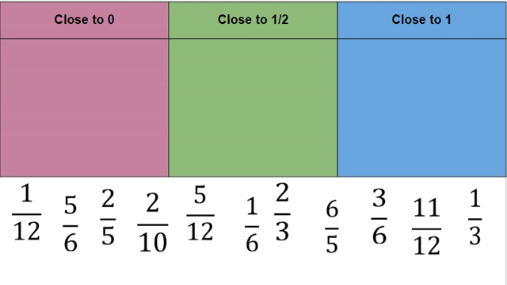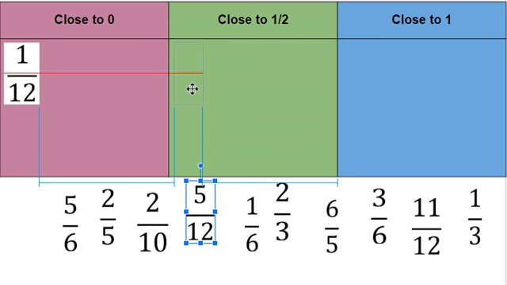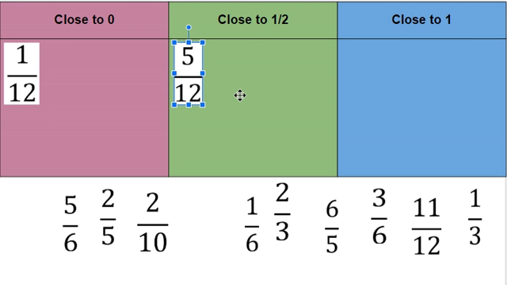Let's think about twelfths. We have this fraction right here, 1/12. Well, if we only have 1 out of 12, we know that we only have one small piece, so it's got to be close to 0. Now let's think about 5/12. When we're thinking about 5/12, well, what is half of 12? Half of 12 is 6. We know that 5 is just a little bit less than 6. So 5/12 has to be a little bit less than a half, but still very close to the half.